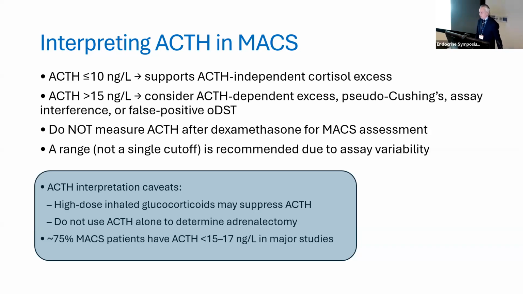It is important not to measure ACTH after dexamethasone, so we can't do this at the same time, because it would be suppressed. And it's better to use a range rather than a cutoff. There are certain other caveats, such as high-dose inhaled glucocorticoids that may suppress ACTH. And we shouldn't use just a single ACTH to determine the need for adrenalectomy. As you can see here, even in large series, patients with confirmed MACS have relatively high ACTH levels intermittently.